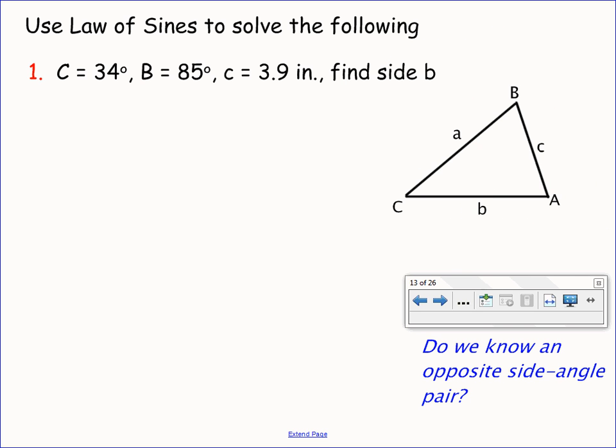It looks like angle C measures 34 degrees, so we'll put this here. Angle B is 85 degrees, so we'll put that here. And side length C is 3.9 inches.